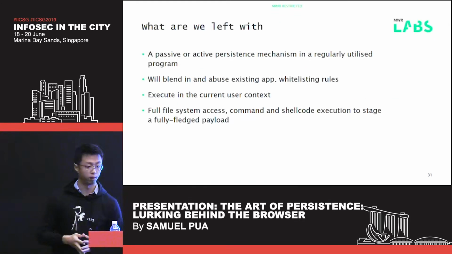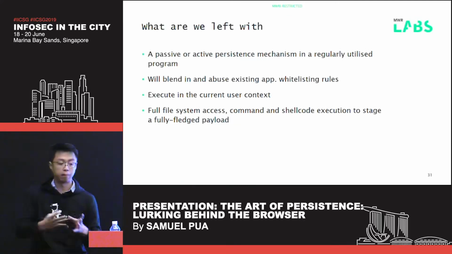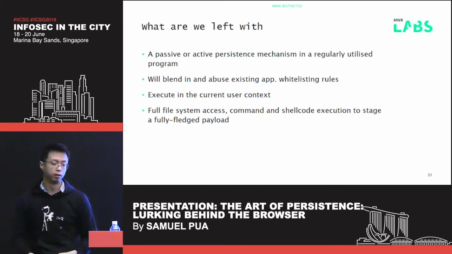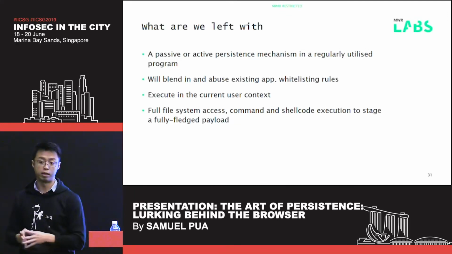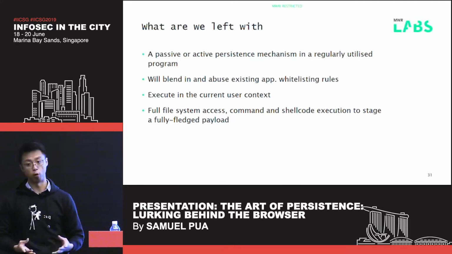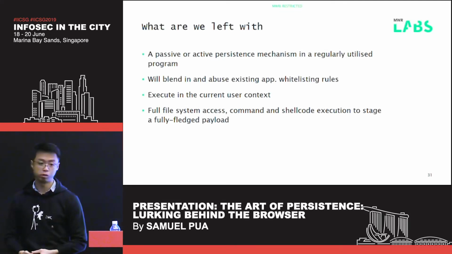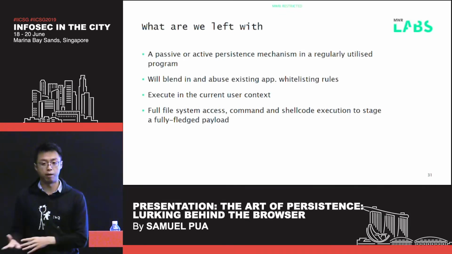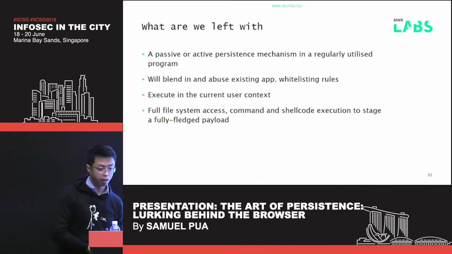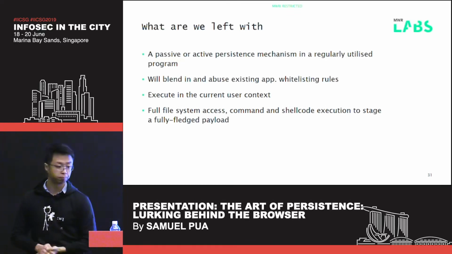Essentially, you're left with a passive or active mechanism in a regularly utilized application. Of course, it depends on the environment you're targeting. In our case, it was very helpful because in our environment, they were using Internet Explorer as the main browser for most employees. You'll be able to blend in and abuse application whitelisting rules. In fact, it was very effective for the application whitelisting because Internet Explorer as an internet browser needs to be whitelisted. And we were able to execute in the current user context, and we were able to load a fully fledged payload from there on.